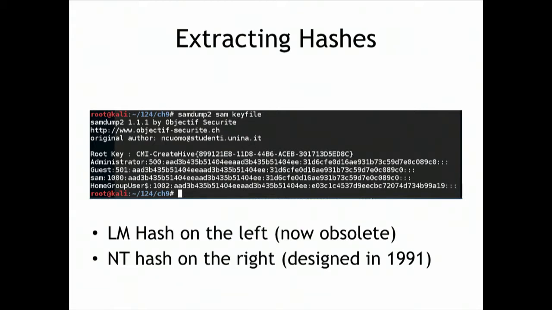So the user has a username. They then have a user ID number. This is the same for Linux and Windows. The built-in administrator account is 500, and then you have 501 here. In Linux, I think it might be 0 for the root. But anyway, you've got a number here. Then you've got two hashes.